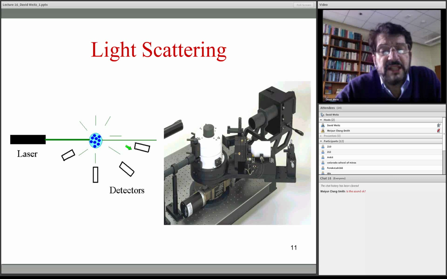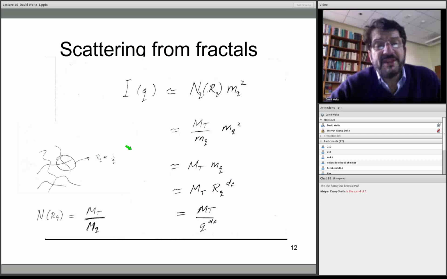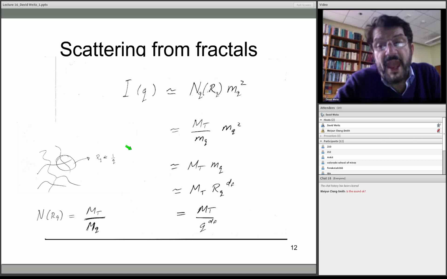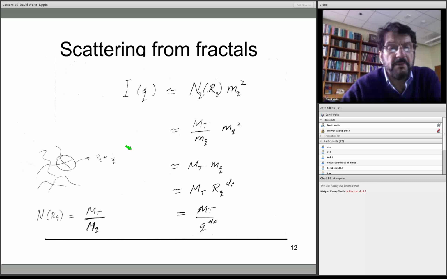Colloidal particles tend to be somewhat larger, so you'd have to go to ultra small angle neutron scattering, or you go to light scattering. There you can do it at the more traditional angles. You can understand the static scattering, and this is valid for static scattering of any wave, whether it's neutrons or X-rays or light. You can understand the static scattering from a fractal object in a very simple fashion.